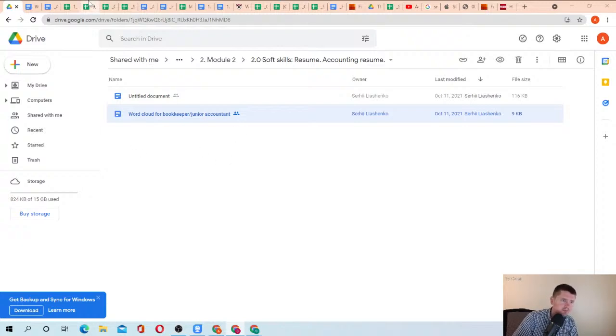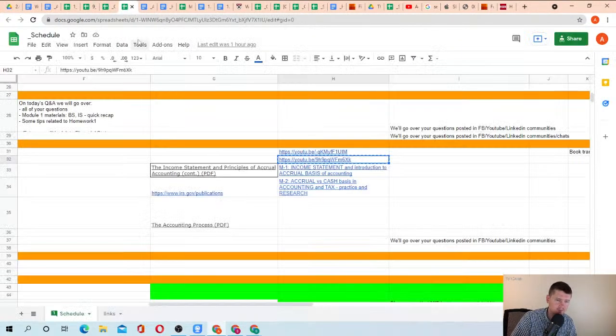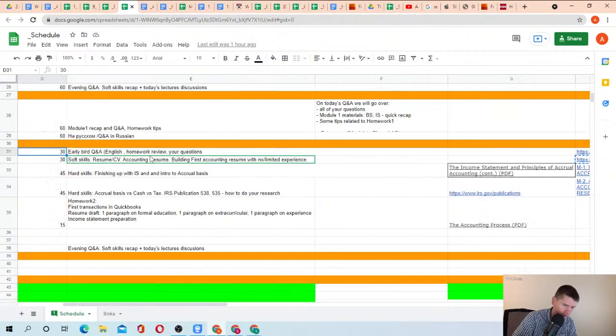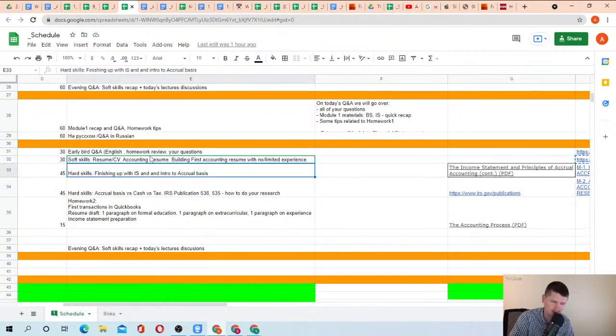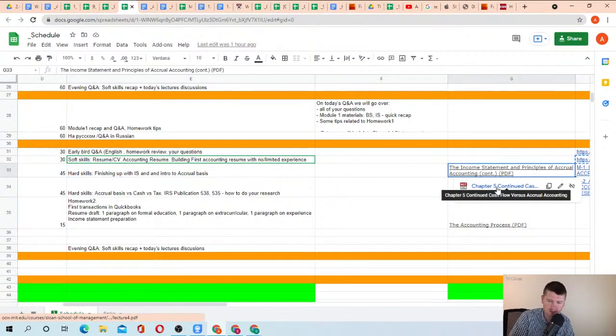Let's move on. So let's go to the schedule. All the information we need is in the schedule. Today's lecture is about the income statement. We did a bit of an income statement review in the previous module, and today we conclude with MIT lectures on the income statement, and we will start discussing the accrual basis of accounting.